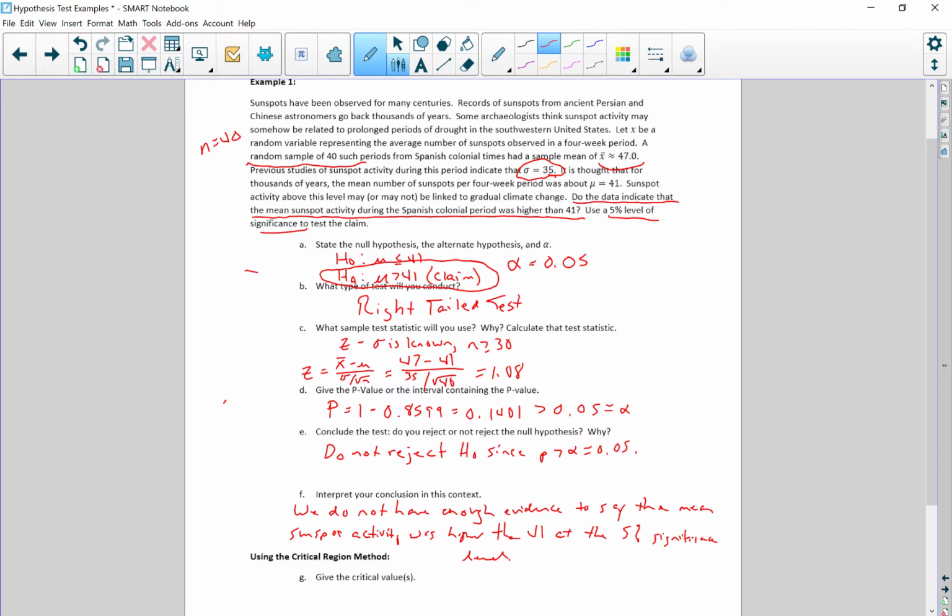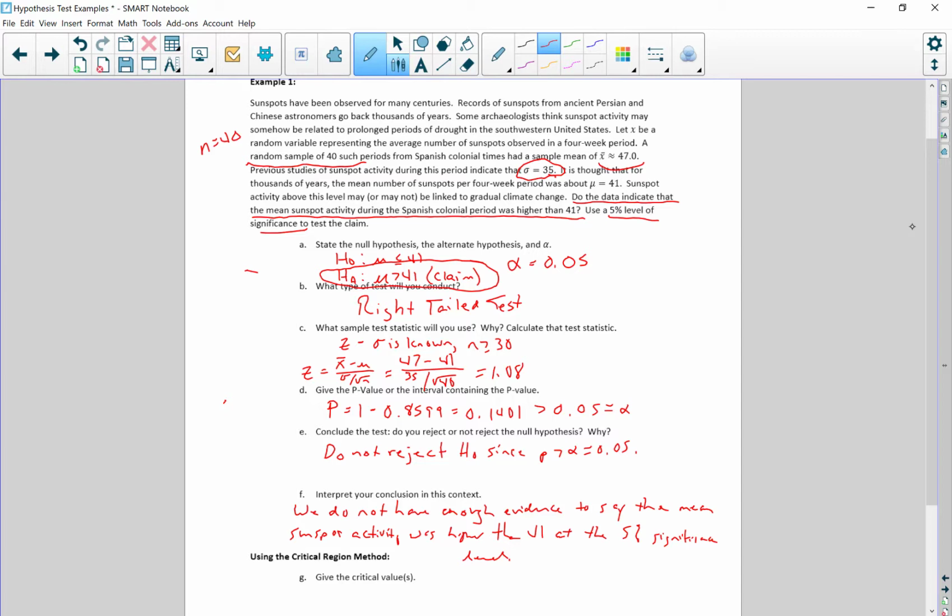So your sentence is going to be a standard sentence. It's always going to be, we either do or do not have enough evidence to say the mean blank, whatever you're testing, was blank, whatever the claim was asking, at the blank significance level. It's always going to follow that generic format.